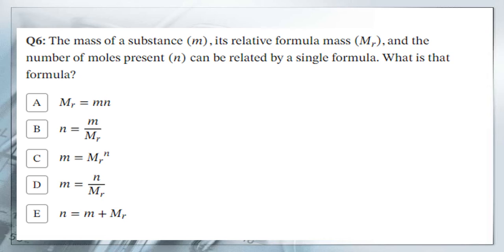Question number 6. The mass of substance M, its relative formula mass or molar mass, and the number of moles present, n, can be calculated by a single formula. What is that formula? We want the number of moles, which equals mass over molar mass, or relative formula mass. We have new names for our quantitative chemistry, and we must know these new names.